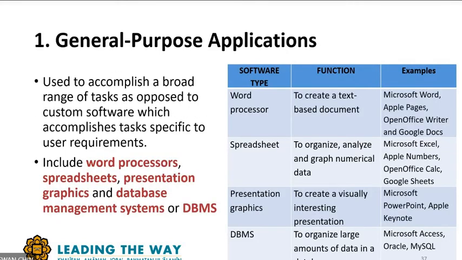For the first one, the general purpose apps, they are used to accomplish a broad range of tasks as opposed to custom software, which accomplishes tasks specific to user requirements. For example, we have the word processor, the spreadsheet, presentation graphics, and also the database management system or DBMS.